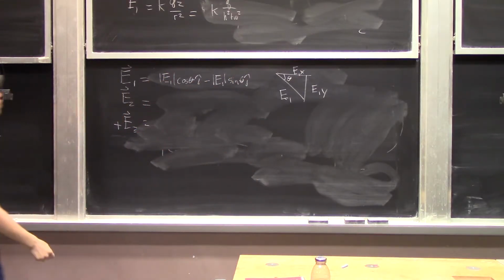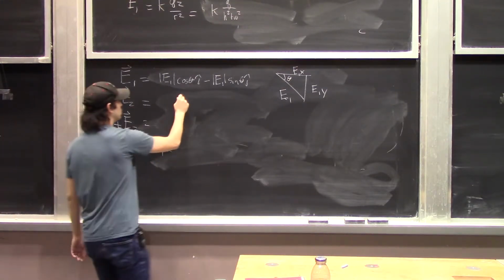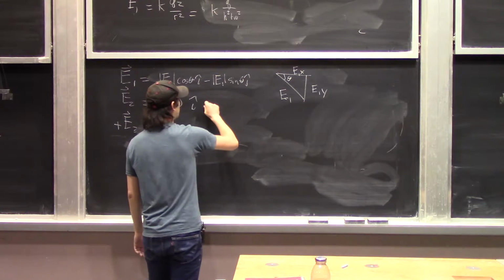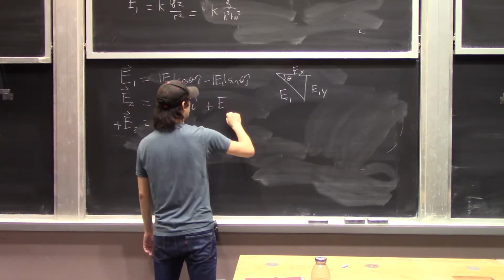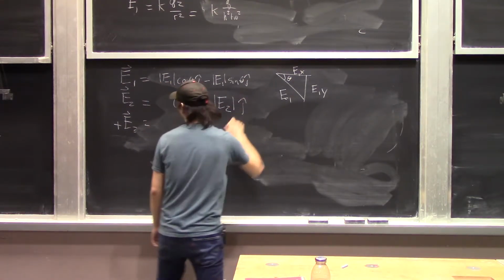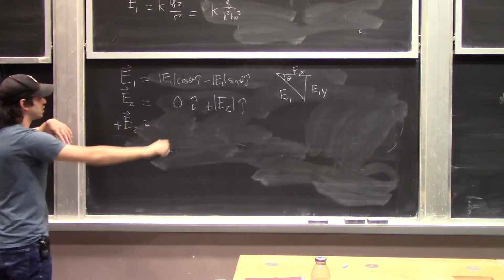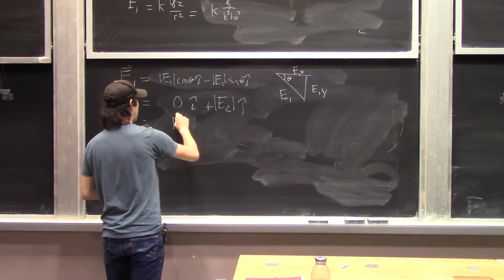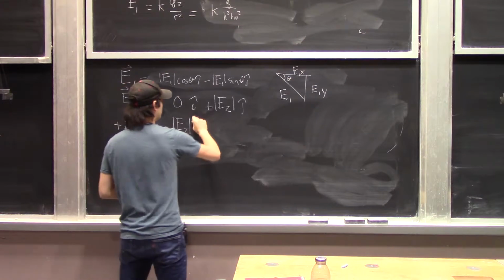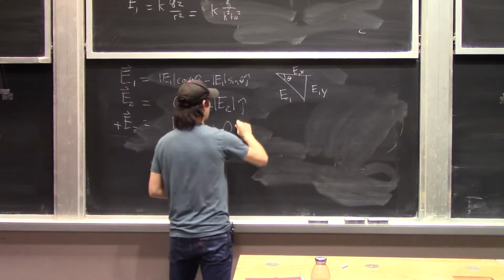E2 is only going to point in the positive y direction, and so this is going to be 0 i hat plus magnitude E2 times j hat. E3 only points in the positive x direction, so this is going to be equal to the magnitude of E3 times i hat plus 0 times j hat.